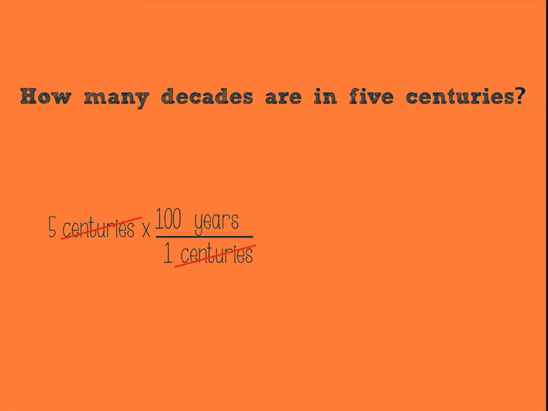Now we need to get rid of years, so put years on the bottom of the next conversion factor and think of the relationship between years and decades. 10 years makes 1 decade. Years cancel, and all that's left is decades. Now just multiply any number on the top and divide any number on the bottom. 5 times 100 times 1 divided by 1 divided by 10, the answer is 50 decades.